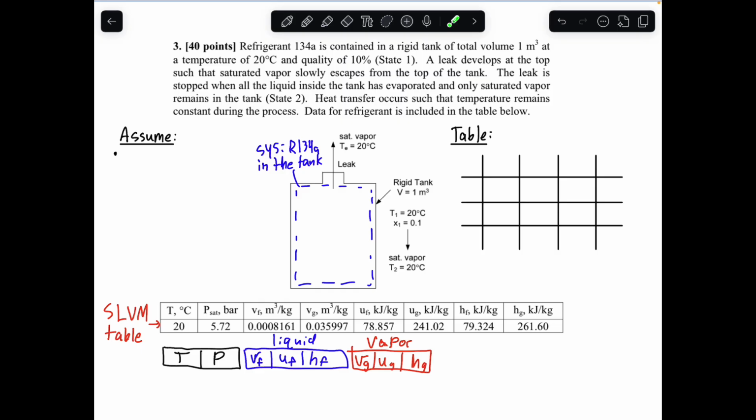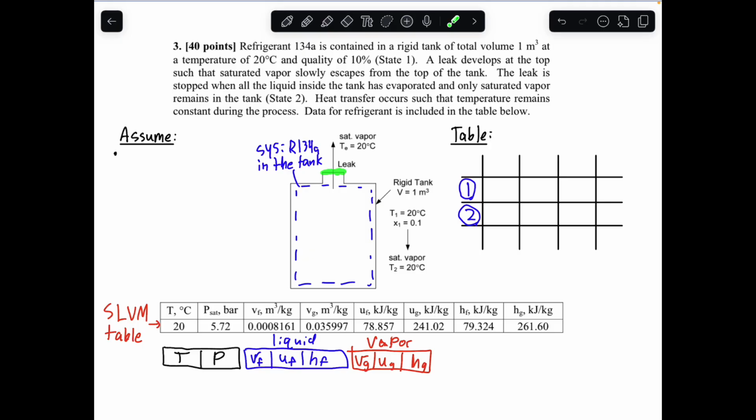And I always like to fill out a table, so they give us some of those properties right here, but I just like to kind of summarize everything in a table here. And so let's talk about what properties we need to keep track of. So we'll need to keep track of what's happening at state 1, what the properties are here, and also at state 2. But then for these transient open system type of problems, when you have some sort of inlet and exit, here we only have an exit, but it's good to keep track of what are the properties at the exit.